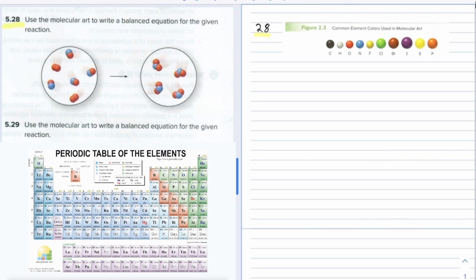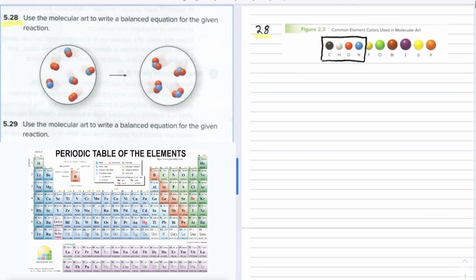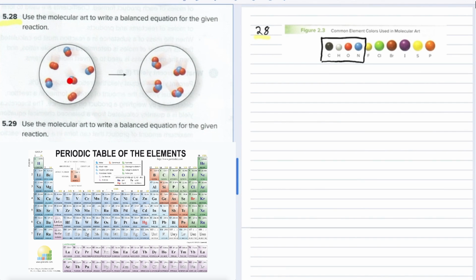You should have memorized the first four, the four big ones, right? So the red ones are oxygens, the blue ones are nitrogens, and we can look at each particle. We got these four particles; they're all the same. Okay. And then you got those two particles. Those are the same. So you got two different substances over here. Two substances for the reactants.